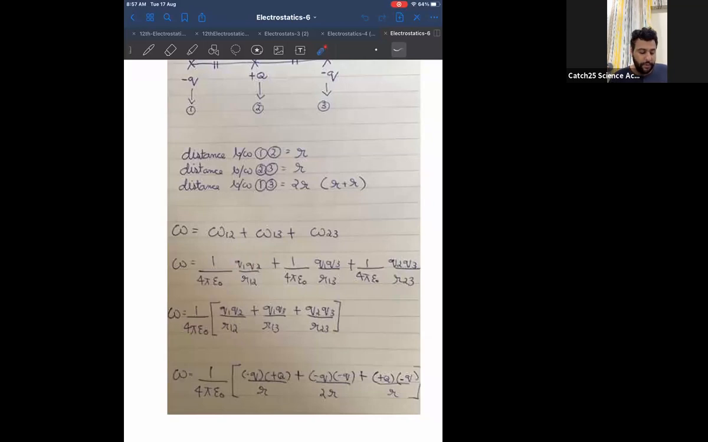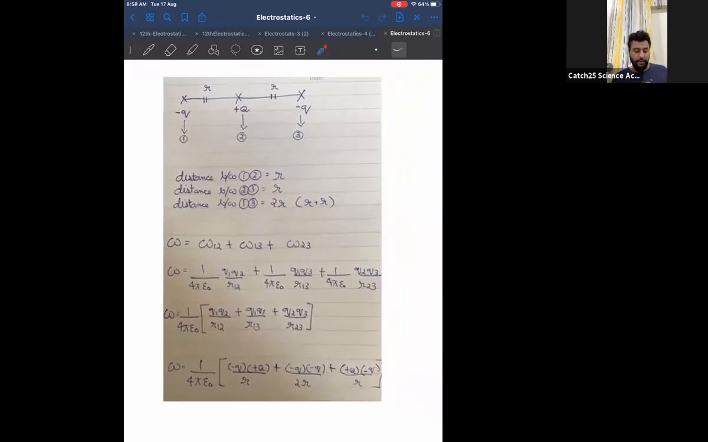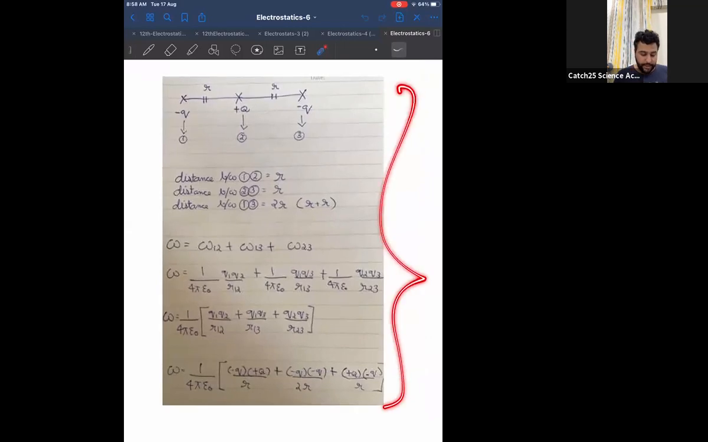Do I know the distance between 1 and 2? Yes, the distance between 1 and 2 is r. Do I know the distance between 1 and 3? The distance between 1 and 3 is 2r. And the distance between 2 and 3? Yes, the distance between 2 and 3 is r. So can you finish till here? After that, I will show you the next slide also. Can you finish writing till here? Then we'll simplify together. Start.